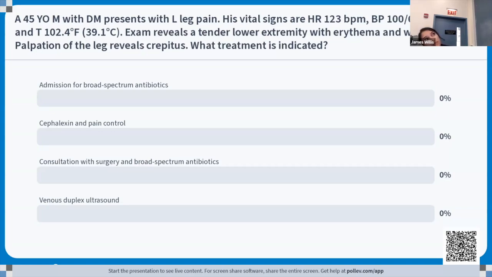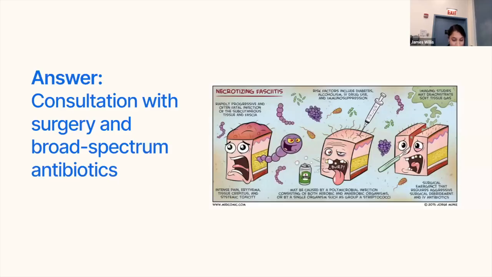So this is a 45-year-old male. He has a history of diabetes. He's coming in with left leg pain. He's tachycardic, he has a bit of a soft blood pressure, and he's febrile. He has a tender lower extremity with erythema and warmth. He has crepitus on palpation. So this one's obviously very easy. We use broad spectrum antibiotics, and we also consult surgery, something that's super important.